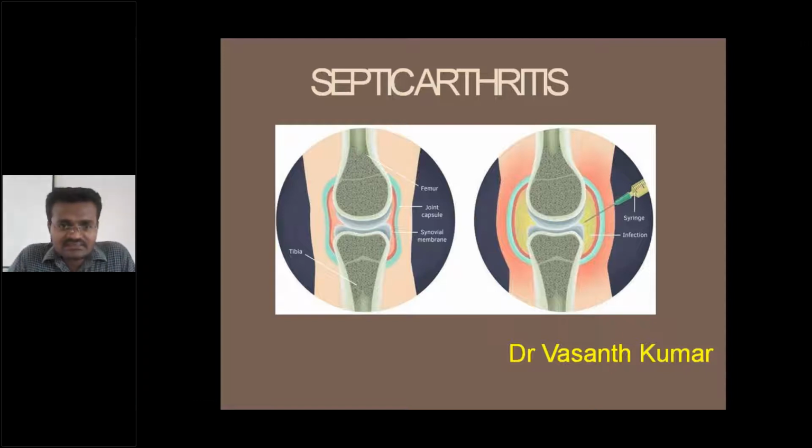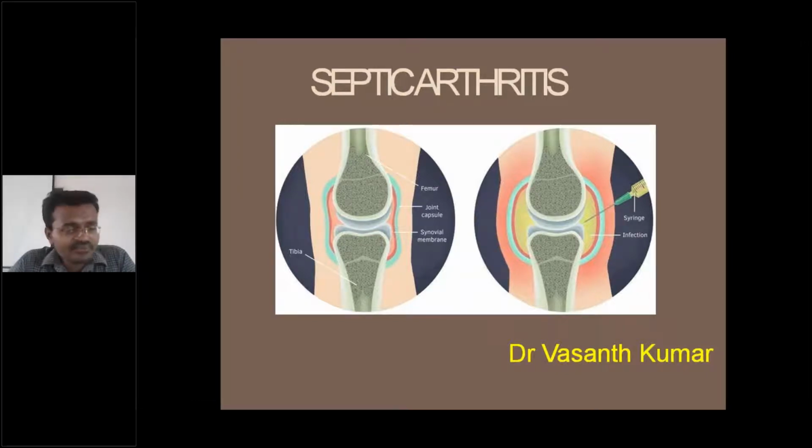So today's topic is septic arthritis. Septic arthritis is nothing but infection of the joint. Here septic is sepsis; it tells about the infection, whereas arthritis is inflammation of the joint. Arthro itself indicates it's a joint.